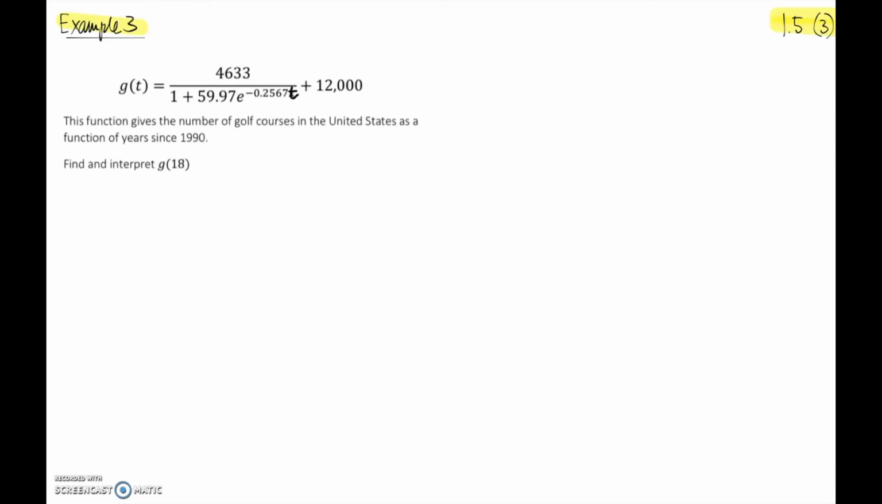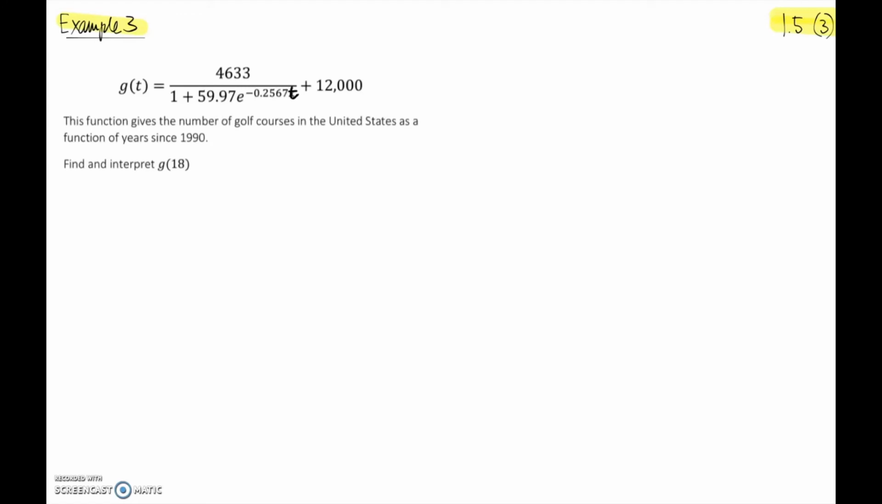Okay, so the formula basically says you give a year, T, and if you plug it in right here and do all these calculations, out of this formula spits the number of golf courses in the United States. And then we're asked to find and interpret G of 18. So one way to do this is take 18 as our T, and we could plug it into this formula and calculate all this stuff. And that's totally valid. You can do that. This is, we're going to illustrate something else in this example.